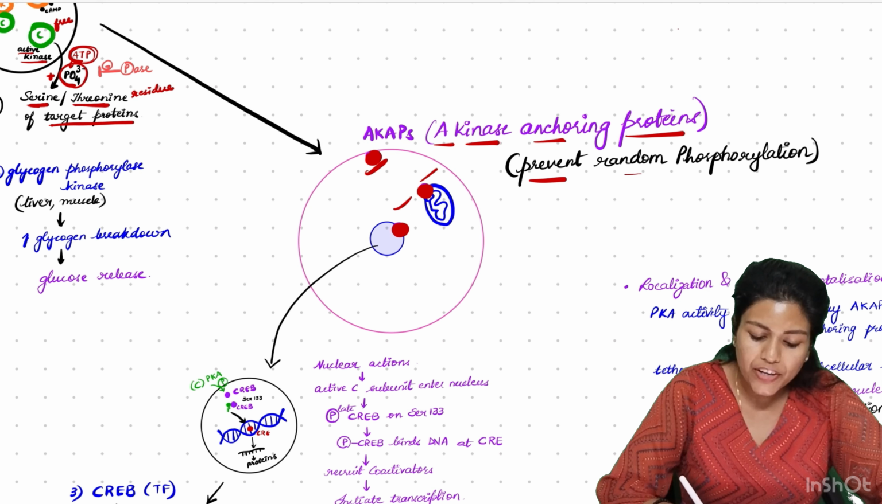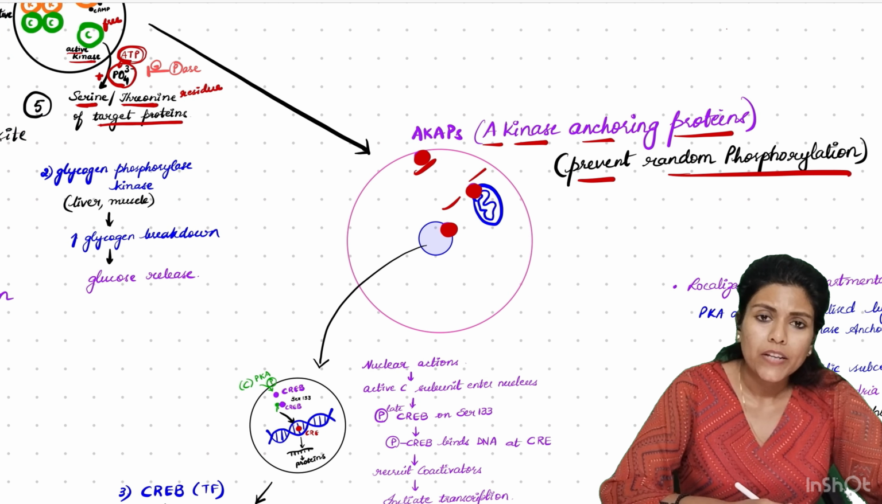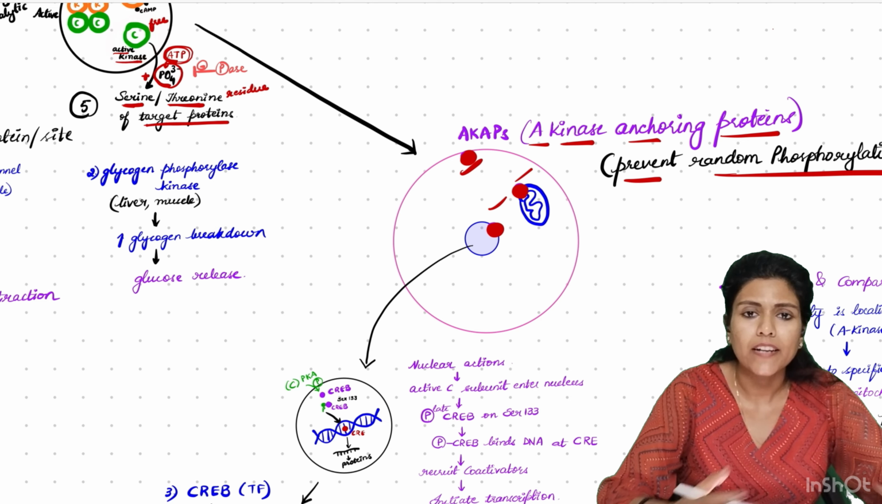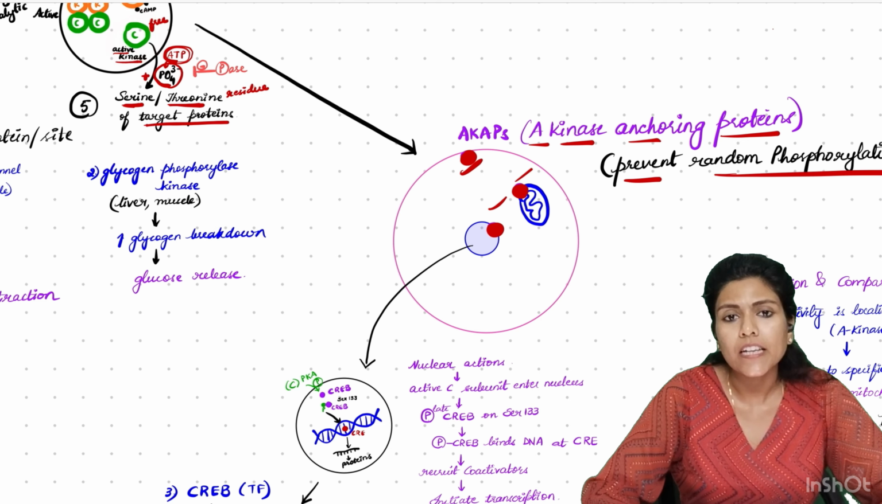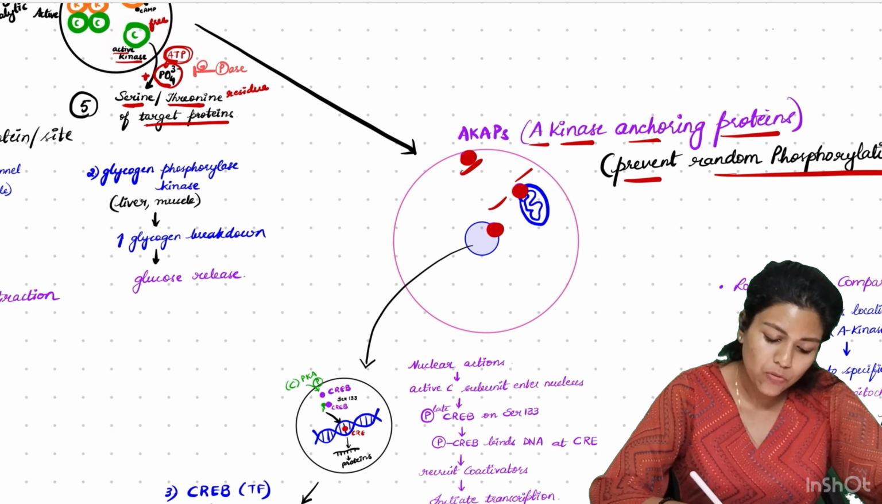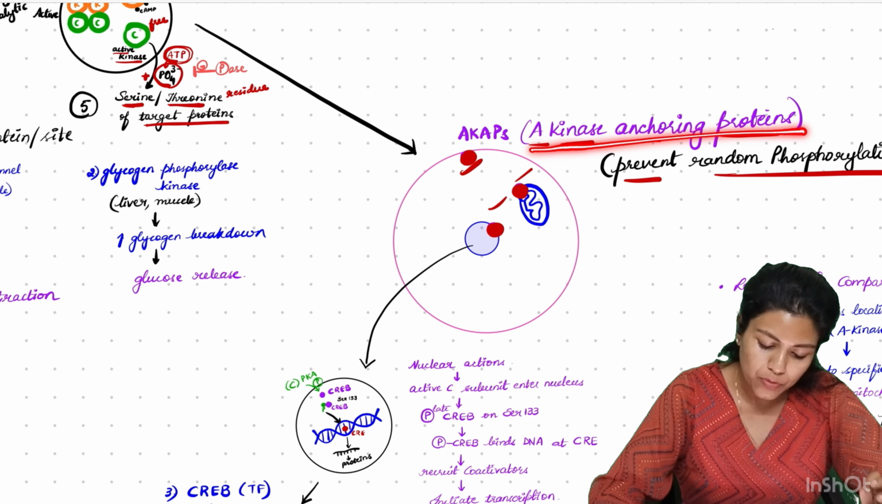So it will prevent random phosphorylation. Not that every molecule or every protein that comes in contact will be phosphorylated. Randomly, it won't go on phosphorylating everything. It will target specifically. That specific targeting is brought about by AKAPs, that is, the A kinase anchoring proteins.